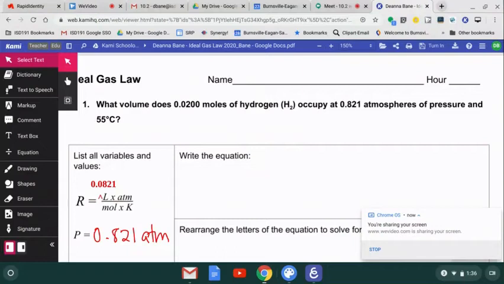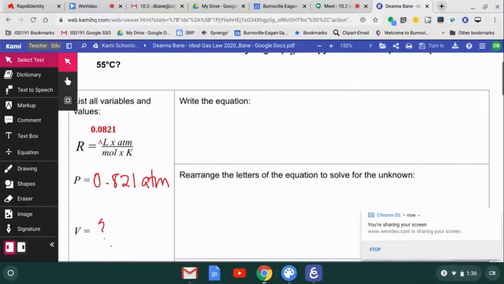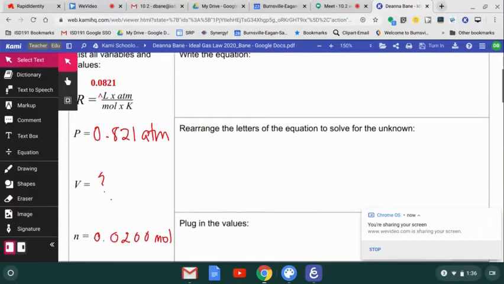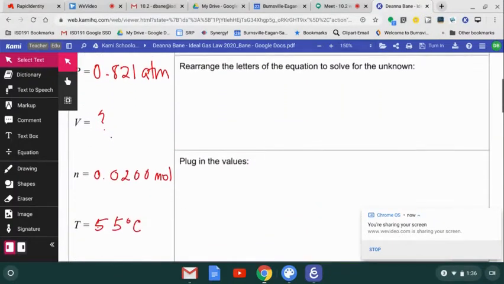This is problem number 1 from the 10.2 Ideal Gas Law worksheet. The first thing that you want to do is to read through the problem and copy down the numbers that you know in the left-hand column. So this is the ideal gas law. So you'll notice I have listed R, P, V, N, and T.